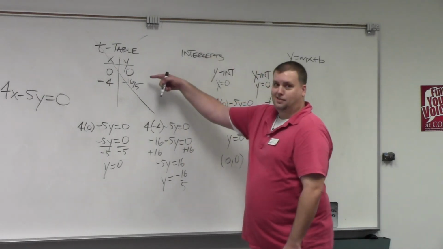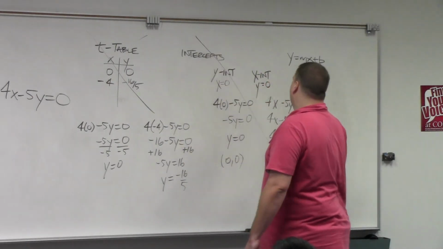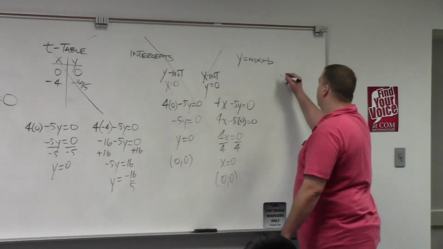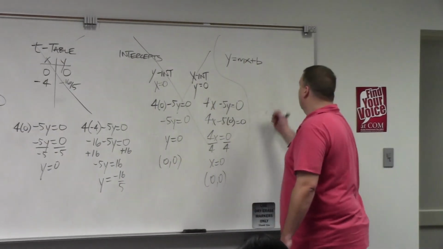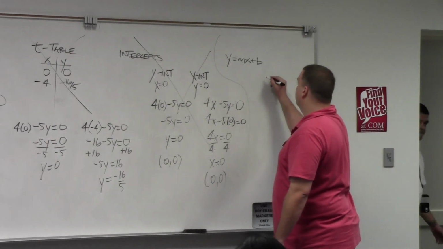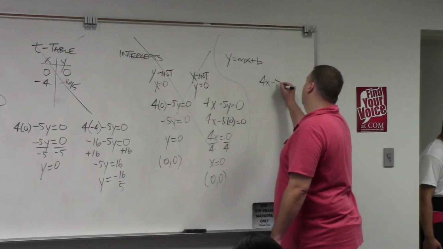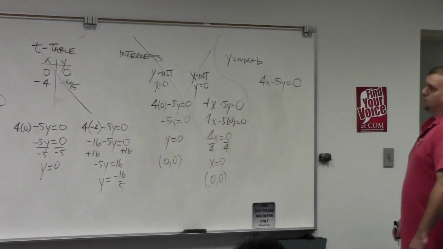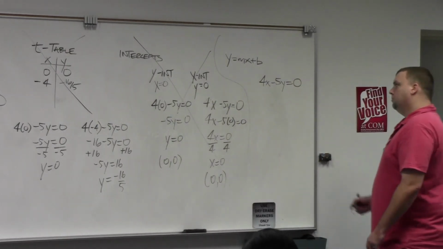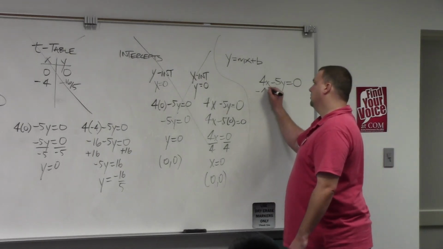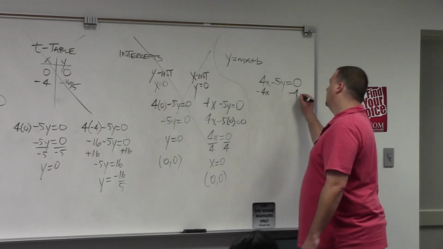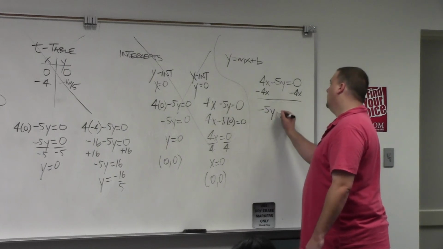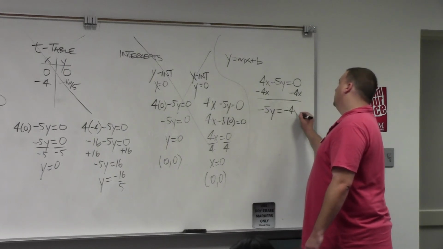Well, we saw that kind of sucked. So I'm hoping y equals mx plus b will be a little bit better choice here. So we've got 4x minus 5y equal to 0. Is it in slope-intercept form? No, but we can take care of that. We can subtract 4x from both sides. Negative 5y equals negative 4x.